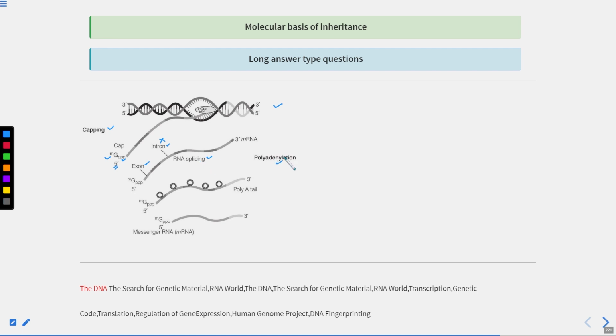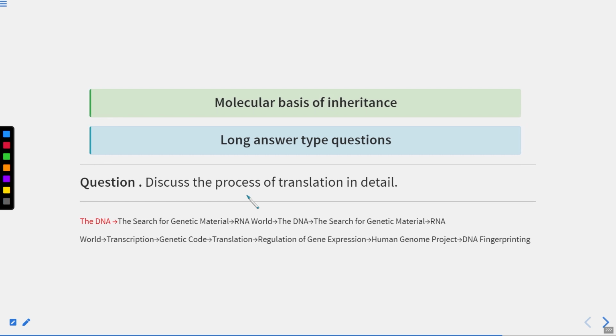Polyadenylation. Okay, first step is capping, second is splicing, and then polyadenylation, where a poly-A tail is added, adenylate residues are added at the 3' end. And here you can see this is the mature mRNA with a 5' cap and 3' poly-A tail, and here introns have been removed. So, okay, this is clear.